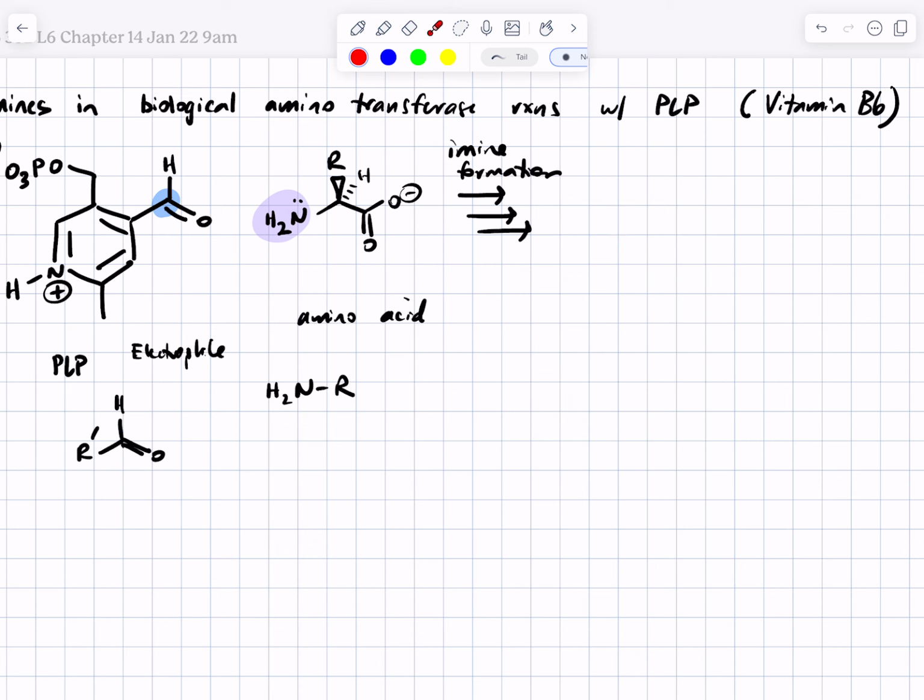But I'll go ahead and draw the imine that forms when PLP reacts with the nitrogen of an amino acid. Okay, here is still in blue what used to be the carbonyl carbon. There's the aldehyde hydrogen. In purple is the nitrogen that was from our amino group. And then we'll draw the rest of the molecule here.